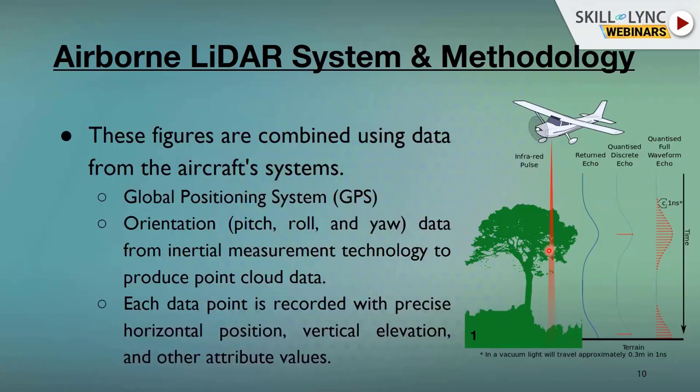And then the data from the aircraft systems, as I said, we get very precise XYZ information from the GPS, and the orientation, pitch, roll, and yaw data from the inertial measurement technologies, to produce point cloud data. Each data point is recorded with precise horizontal position, vertical elevation, and other attribute values, which means, as I said, that 1,000, 2,000 pieces of information are stored in a single point.